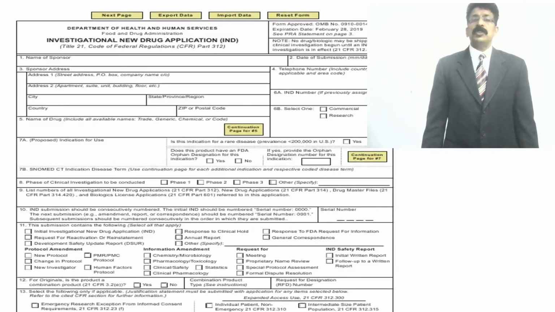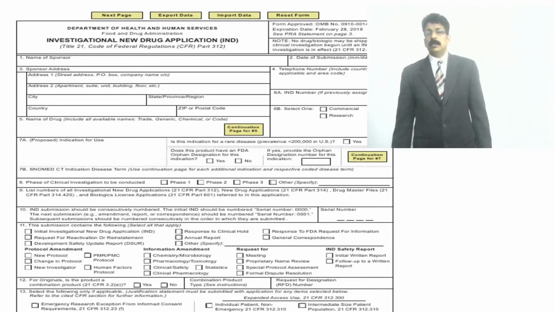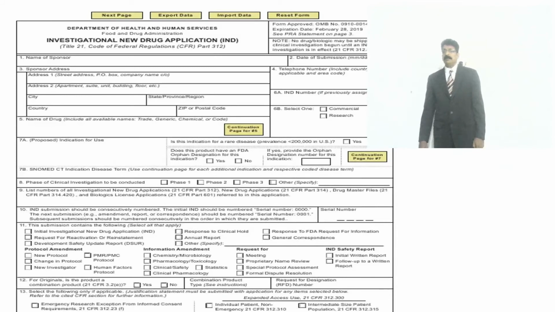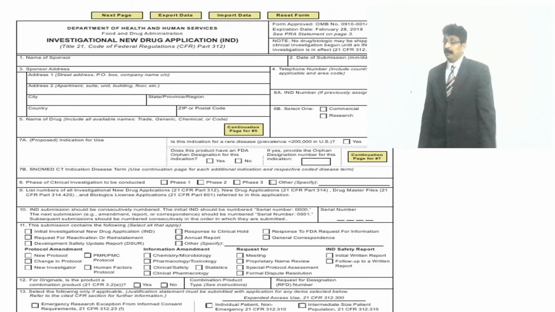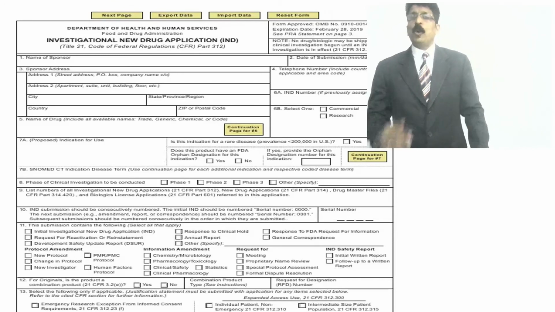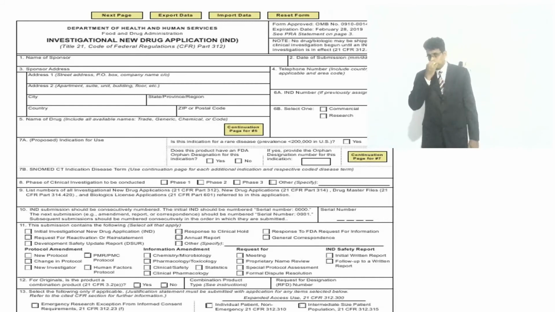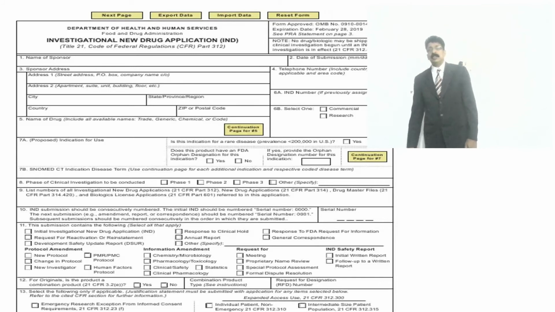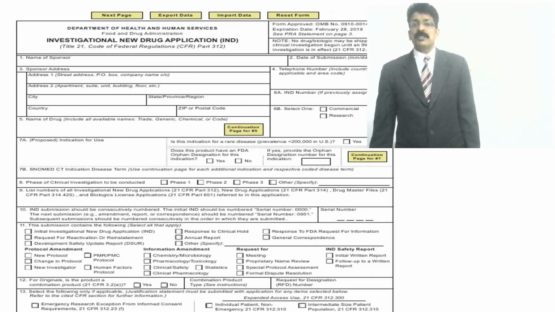This is a form, and I have not taken the whole form which is given by the United States of America FDA, though we also have our own FDA. But if you want an international level product, we have to know what the US standards are and how the Food and Drug Administration controls these procedures.